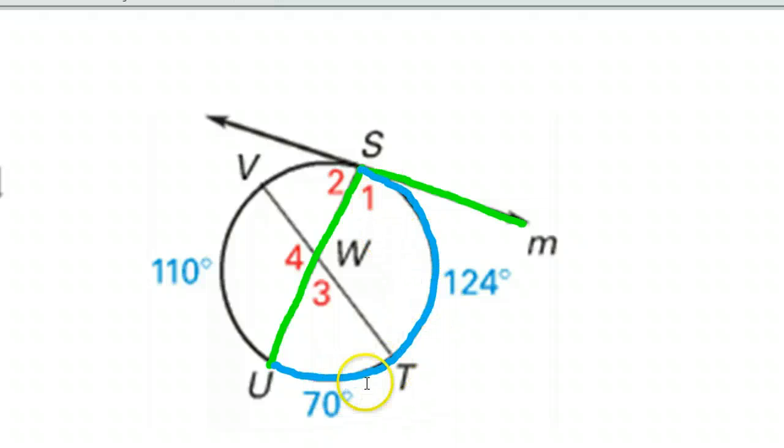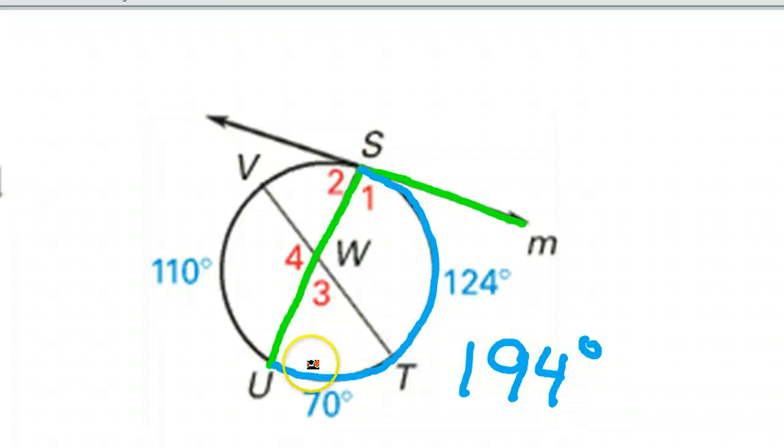So how big is this arc? Well, you see that this arc is composed of two smaller arcs, 70 and 124. So I'll just add those together. That's going to be 194 degrees. That's this whole arc. Now, like I said, the angle then should be half of this. So angle 1 is 194 divided by 2. So I'm doing half.